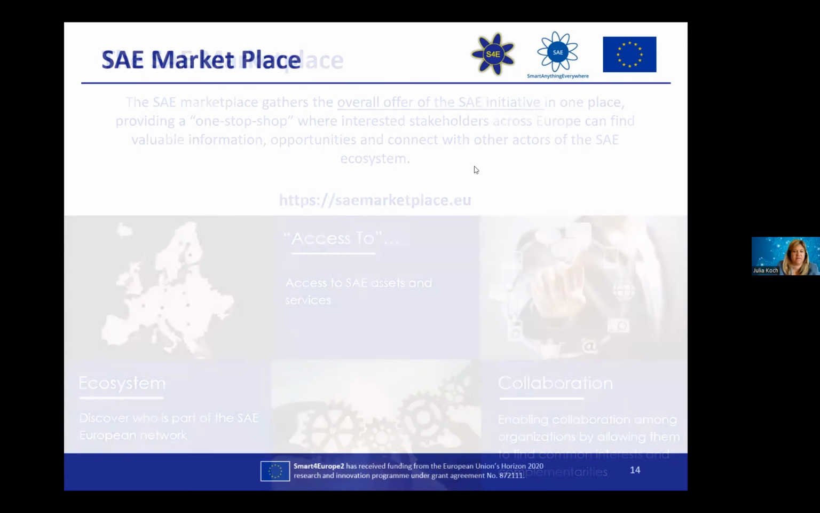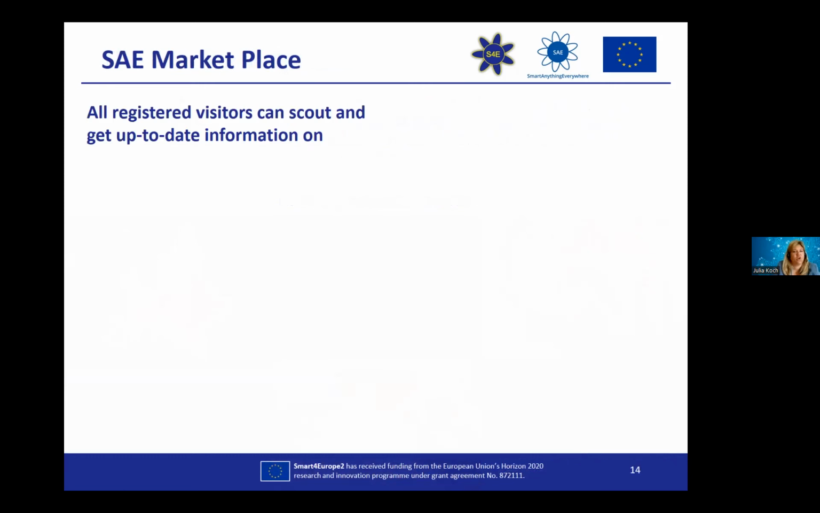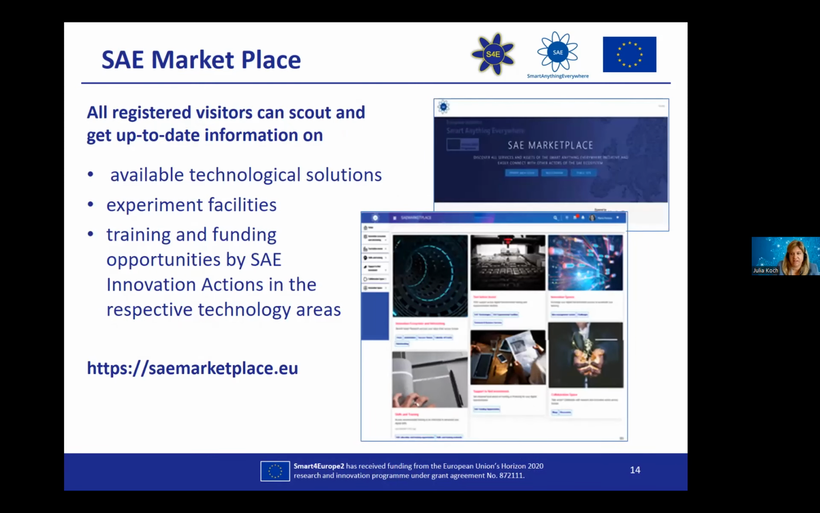So you can scout there, and this is the landing page. When you have registered for it, then you will come to this place. You have the available technological solutions, experimentation facilities, but also training and funding opportunities, which are, I have to be honest, not that many because the SAE initiative is coming to its end. But it's rather interesting just to have a look at it.